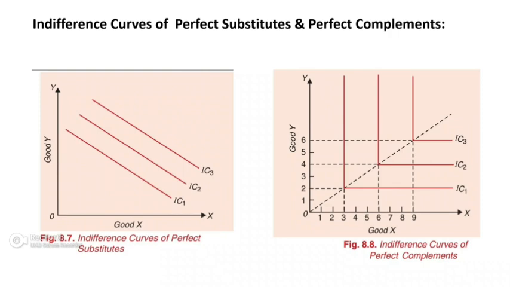Indifference curves for perfect complements. Complements are those goods which are used jointly in a fixed ratio for consumption, so that their consumption increases or decreases simultaneously. Indifference curves of perfect complements are right angled, bent towards the origin, and they are convex towards the origin.